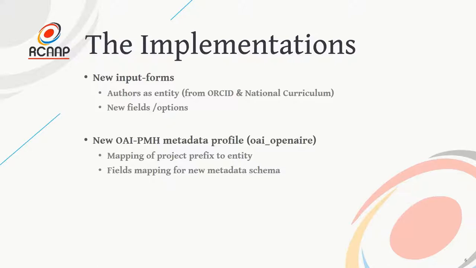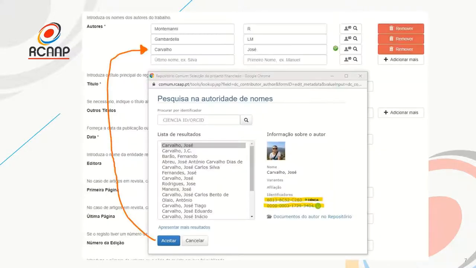So basically what we have done is a mapping of the existing fields we have on the repositories to the new metadata schema. With some fields, we managed to introduce additional information. And we also developed an automatic mapping of the project prefix to an entity. So usually we use the info:eu-repo name. I will show you just after that.